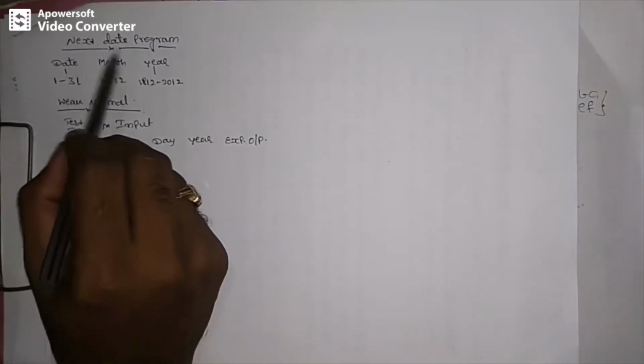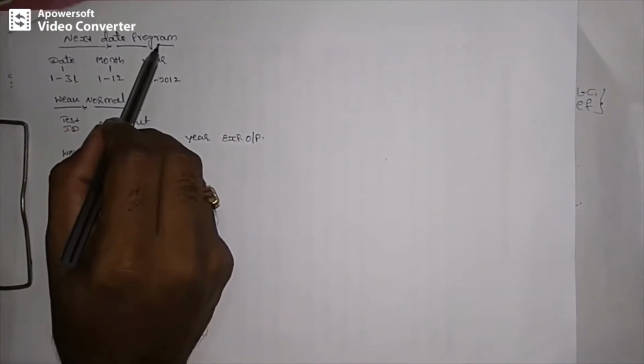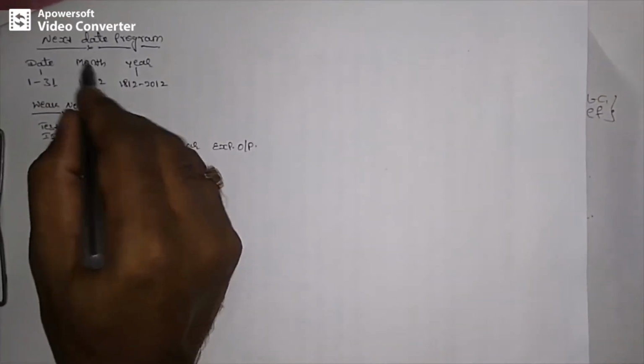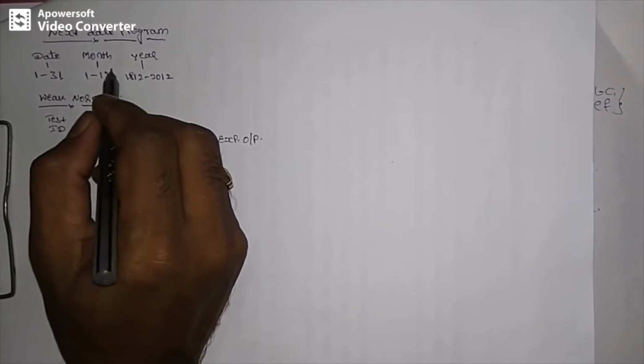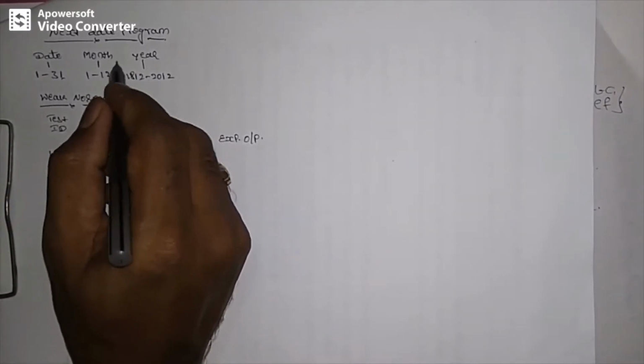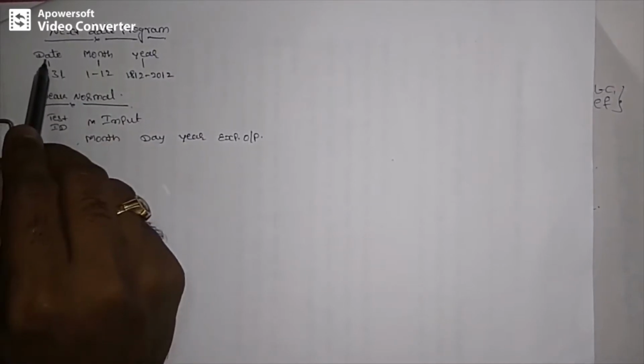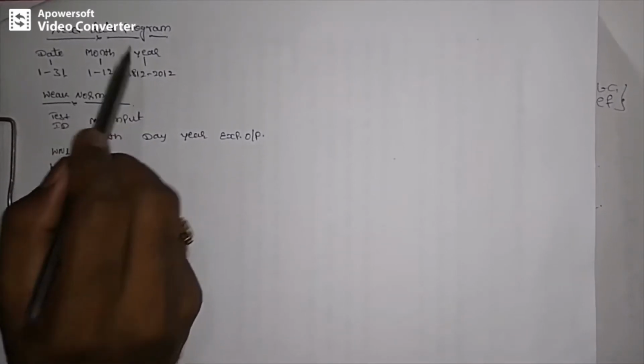Now this is the second example, the next date program. In this next date program, we are writing the test cases by using the equivalence class partitioning method. All of us know that in the next date program, we should have boundary values for the input.